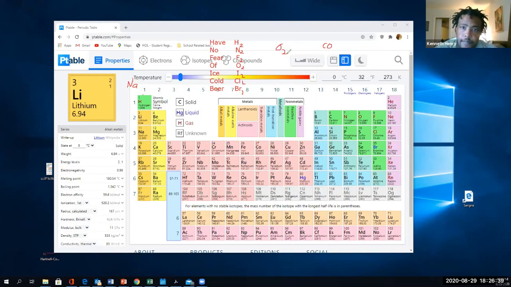So oxygen gas is always going to be O2. Hydrogen gas is always going to be H2. Nitrogen gas is always going to be N2. Fluorine is always going to be F2. Did you guys get that? Yes. Okay.